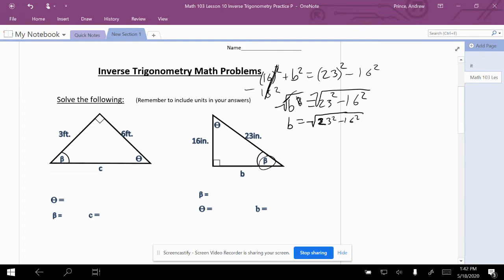So we didn't even put that whole thing in our calculator and do it in one step. So square root of 23 squared minus 16 squared, and make sure to close your parentheses if you're using the scientific calculator. And that's going to give you B equals 16.523 inches. So B is 16.523 inches. And now we're going to use a little bit of our inverse trig to solve for the remaining values.